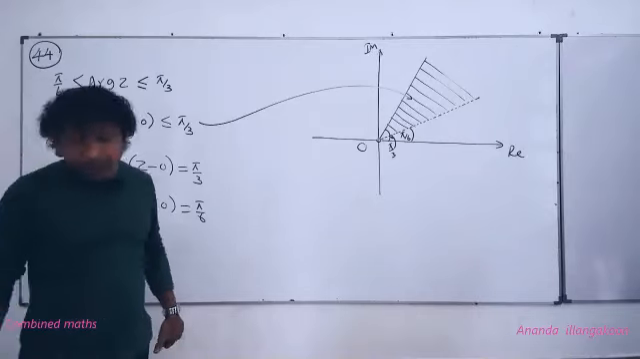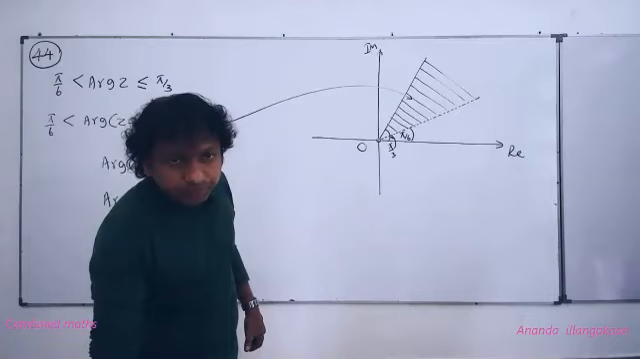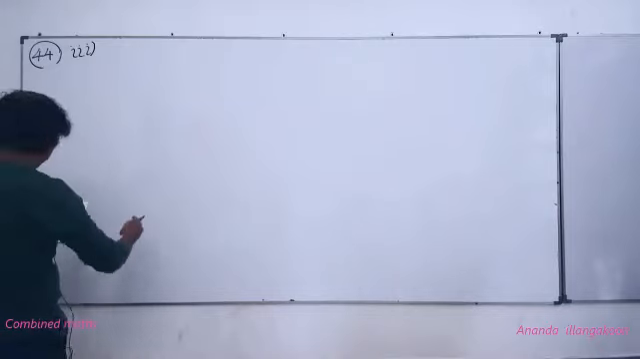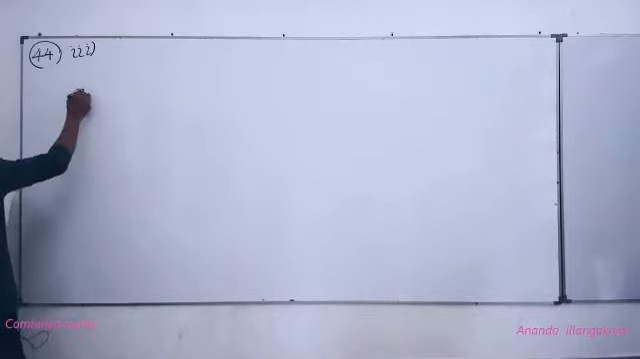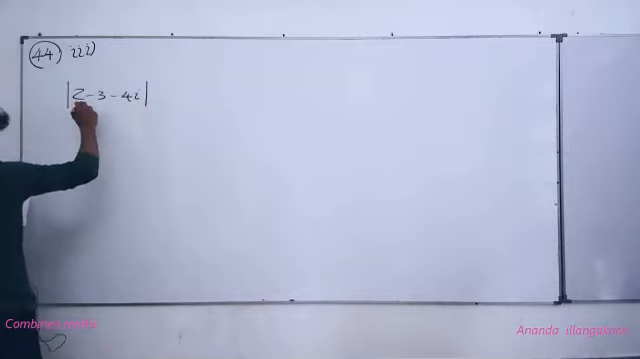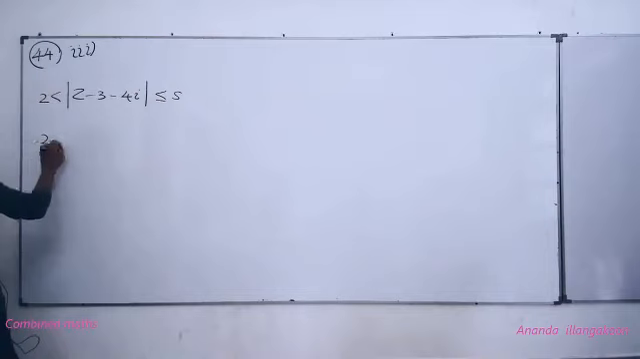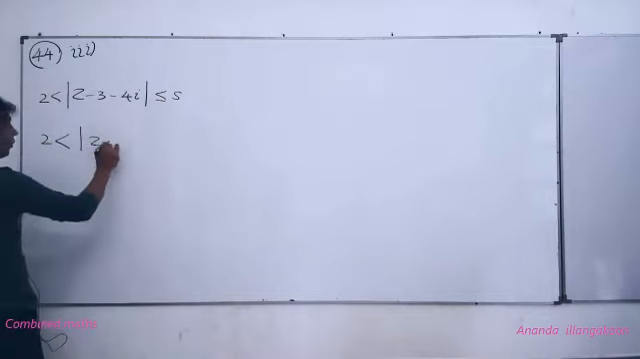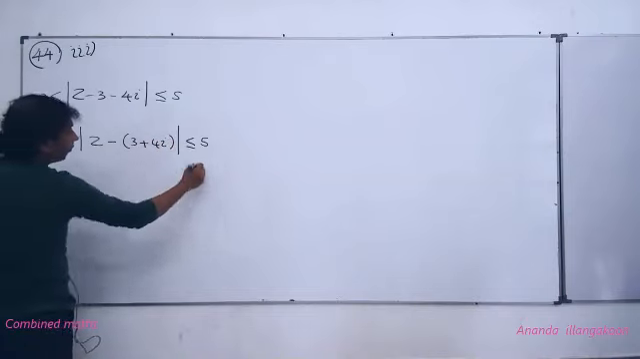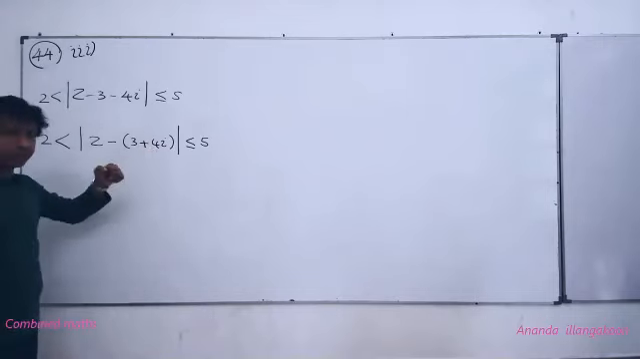Now we will take the third part. It says, part three: modulus of z minus 3 minus 4i is less than or equal to 5 and greater than 2. You know what? This is a circle now, people. Take the minus sign out: 3 plus 4i. Where is the center of the circle? 3 plus 4i means the point (3, 4).